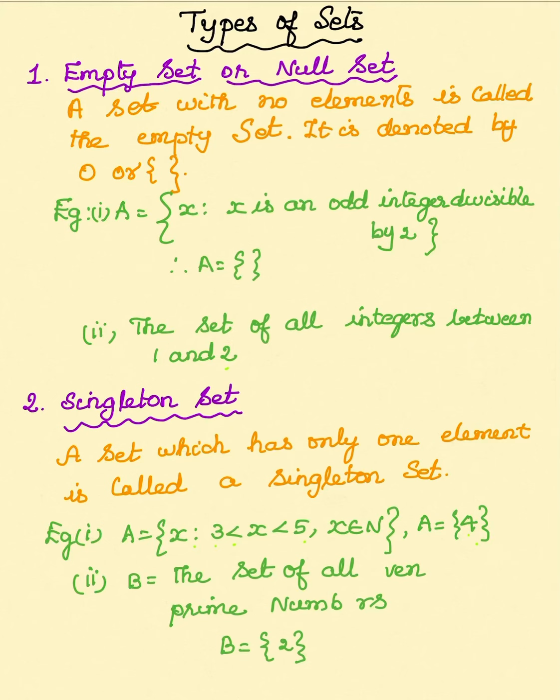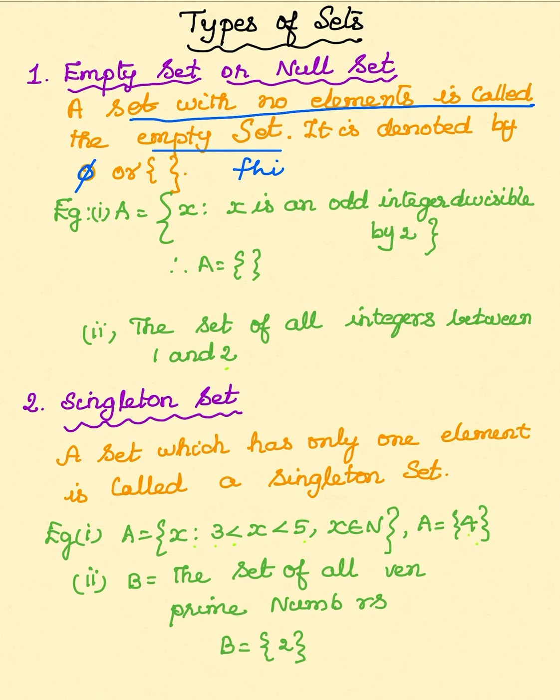So now let us go into types of sets. First set here is empty set or null set. A set with no elements is called empty set. It is denoted by phi or curly brackets with no elements. We call it phi.